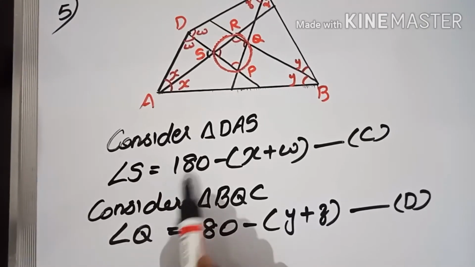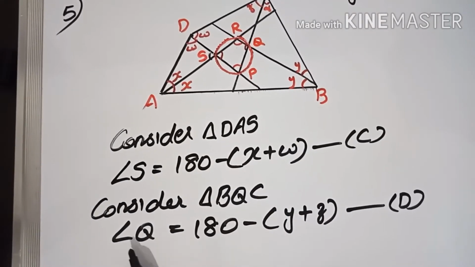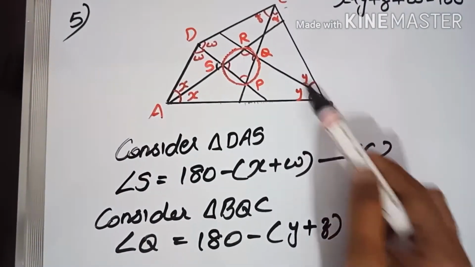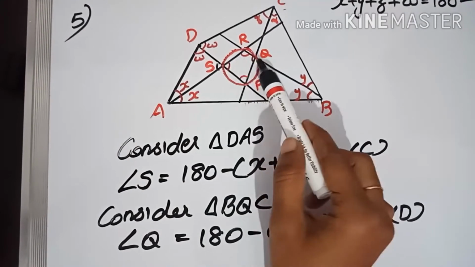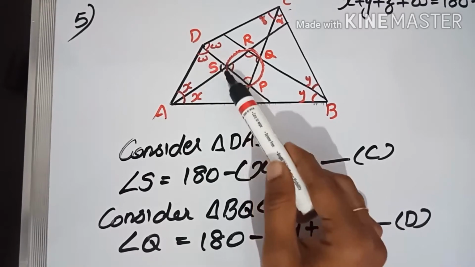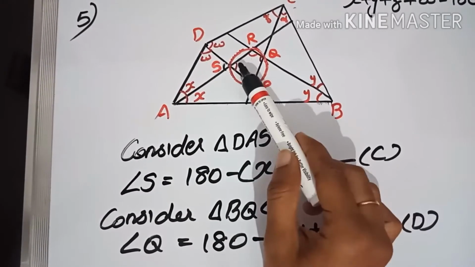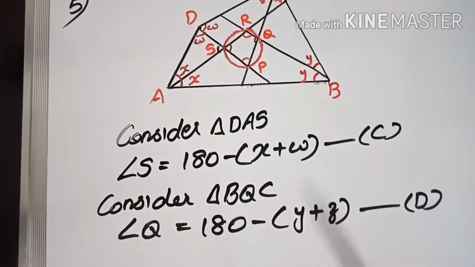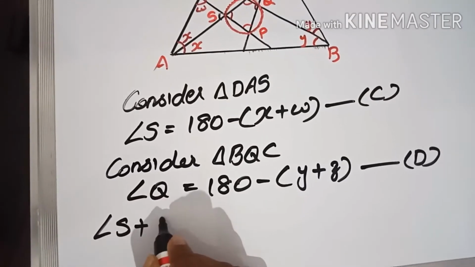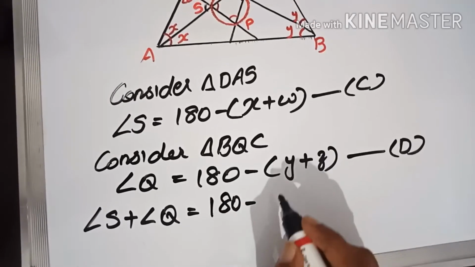So angle S is equal to 180 minus (x plus w), and 180 minus (y plus z) is angle Q. Here angle Q means BQC. BQC is the same as the quadrilateral's angle Q. Also this angle is DSA, but this DSA is the same as the quadrilateral's angle S. So now let's find the sum of these two, that is angle S plus angle Q, same like the previous case. Let's add.